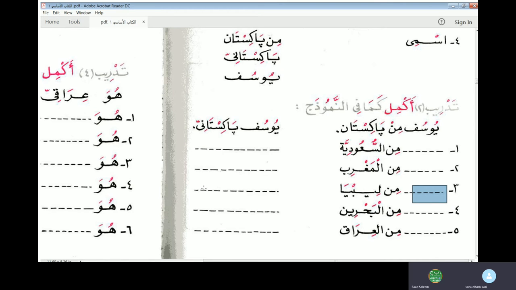أسود من ليبيا, Aswad is from Libya. أسود ليبي, Aswad is Libyan. فاطمة من العراق. فاطمة من البحرين. فاطمة بحرينية. ليلى عراقية, Layla is Iraqi.